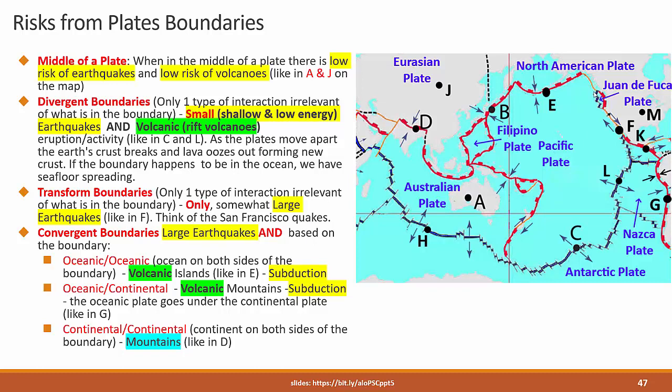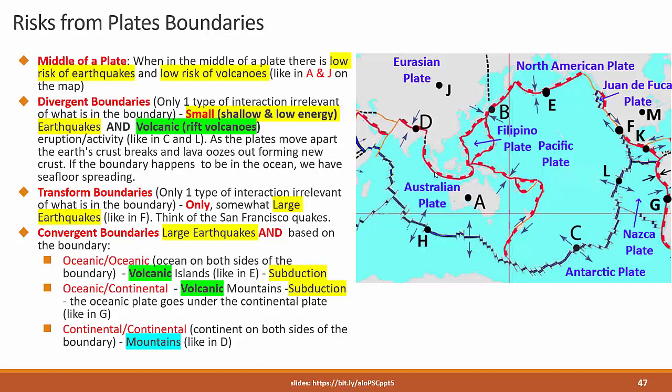The orange are transform boundaries, like when the two plates, in this case the North American and the Pacific, are rubbing against each other, sliding past one another. That's a transform boundary. And then when they are pulling apart like this, like in this case the Nazca plate is going this way and the Pacific plate is going this way, then we have a divergent boundary.